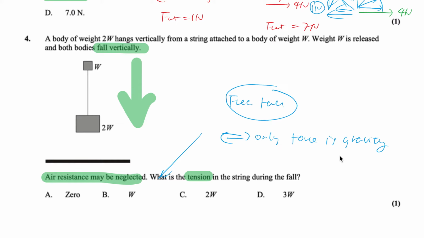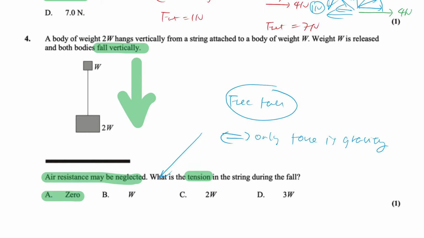Yeah, so if the only force acting on the object is gravity, this string is kind of useless. So we know the tension in the string would be 0. Okay. So falls vertically, no air resistance, we conclude it's free fall. Free fall, we know the only force acting on the object is gravity. So there's no other forces, tension obviously just equals 0.